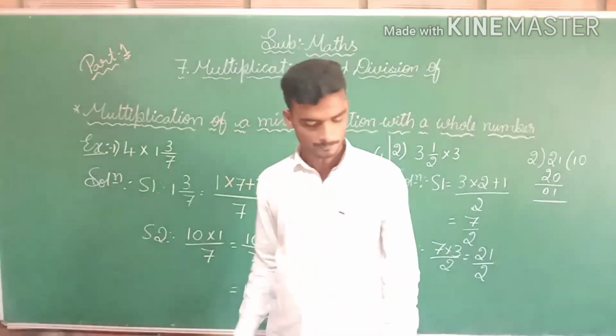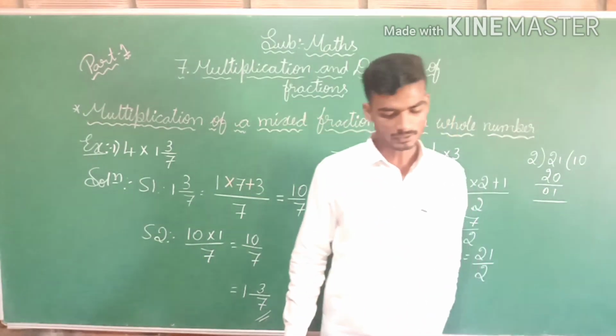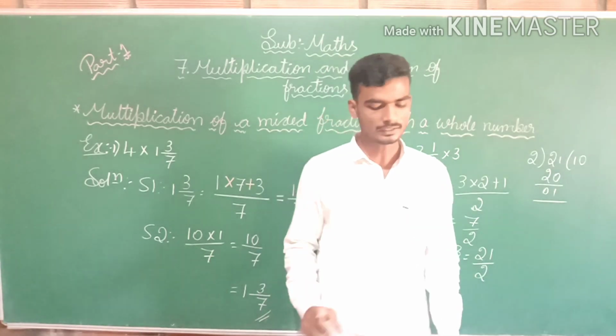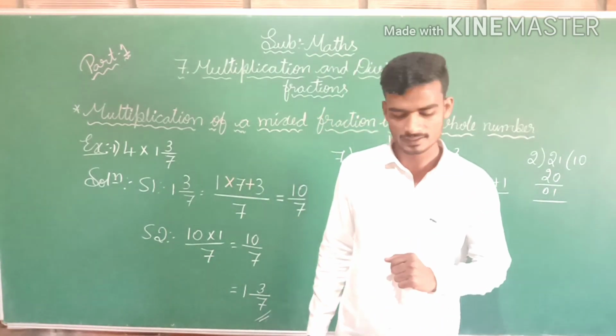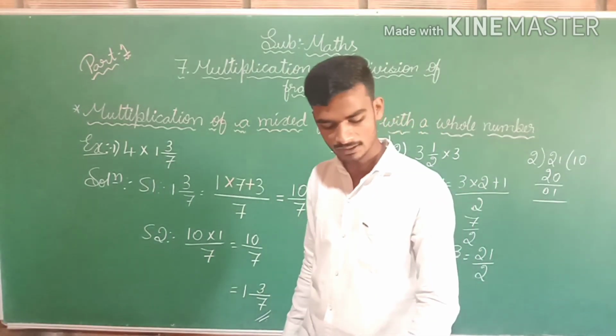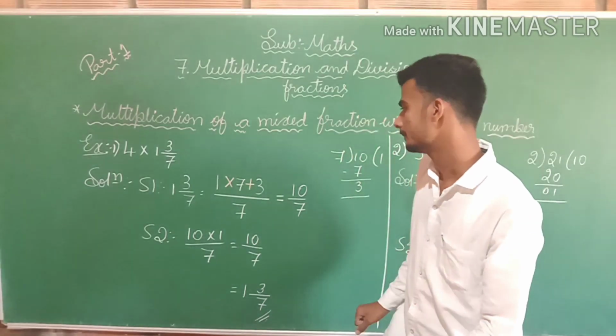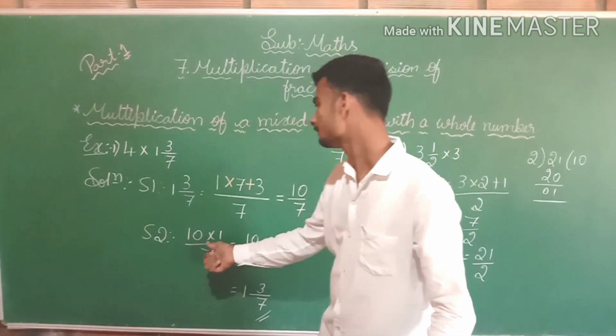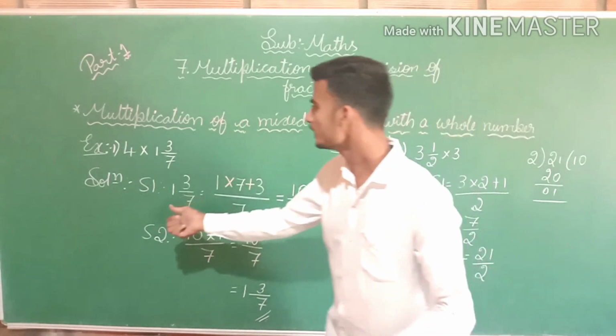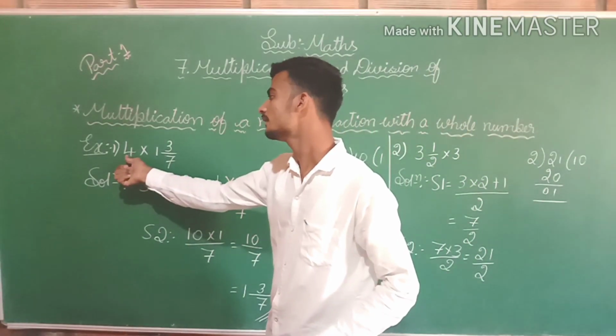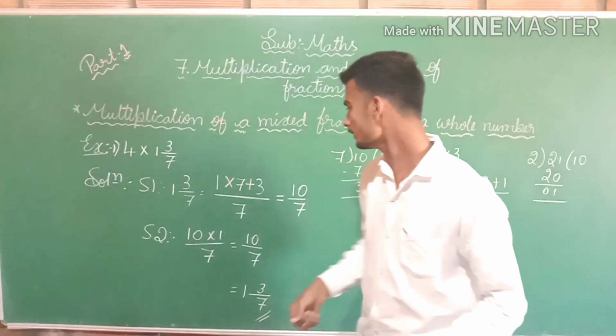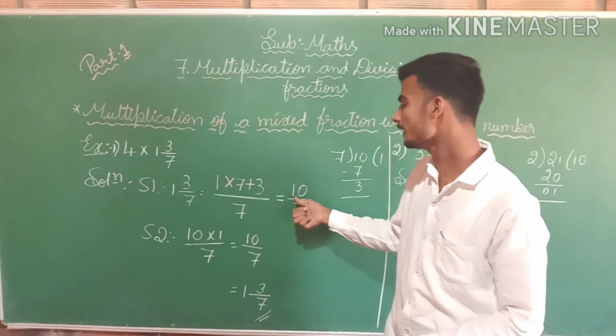Next, in step 2, multiply the whole number with the numerator and leave the denominator as it is. What we have to do? Multiply the whole number with the numerator. See here, which is the whole number here? 4 is the whole number. Then we have to multiply.